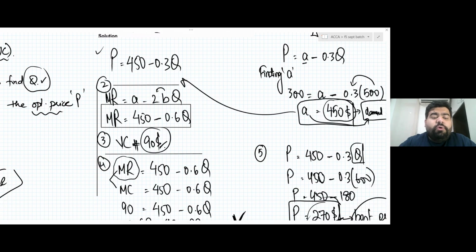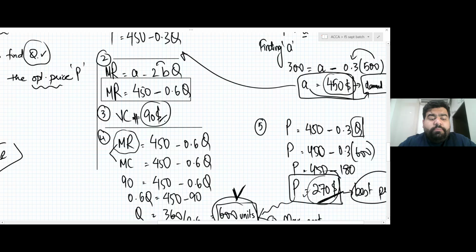After that, step two was marginal revenue, making the marginal revenue formula. It was simple, A minus 2BQ. Just as the price is equal to A minus BQ, you do 2BQ for the marginal revenue formula. And as we have calculated A and B, we can easily calculate it. That will be 450 minus 0.6Q, because it was 0.3Q multiplied by 2, which gives 0.6Q.